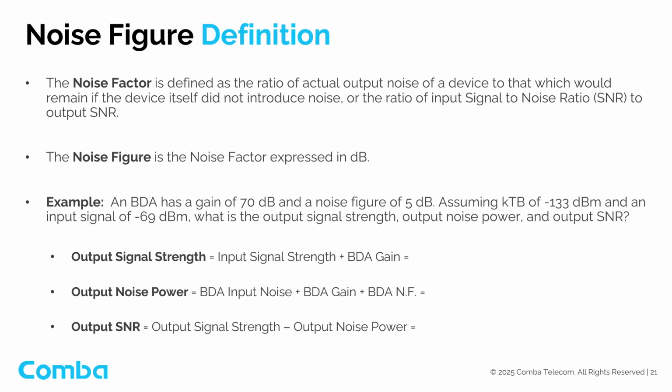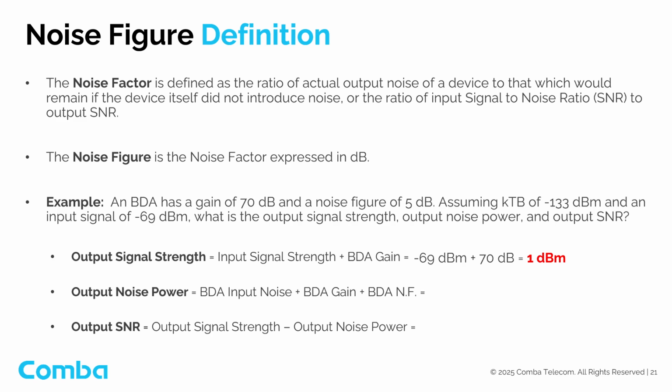Let's look at an example. A BDA has a gain of 70 dB and a noise figure of 5 dB. Assuming KTB of negative 133 dBm and an input signal of negative 69 dBm, what is the output signal strength, output noise power, and output SNR? The output signal strength is equal to the input signal strength plus the gain of the device, which gives us the output signal strength is equal to negative 69 dBm plus 70 dB equals positive 1 dBm.